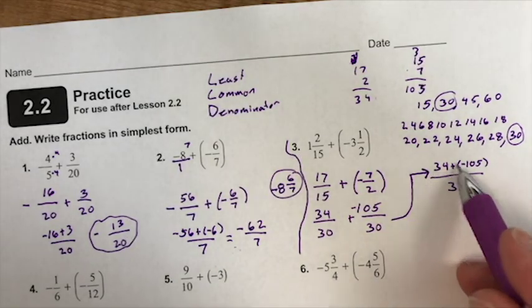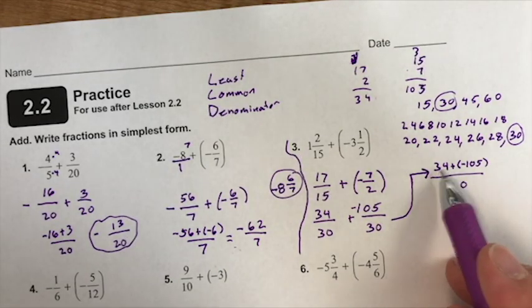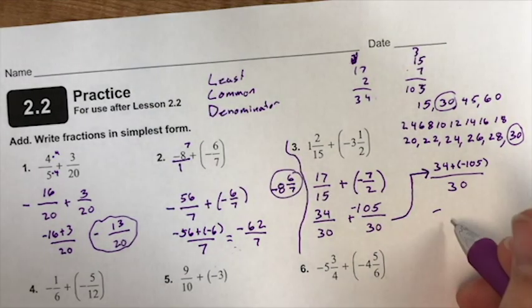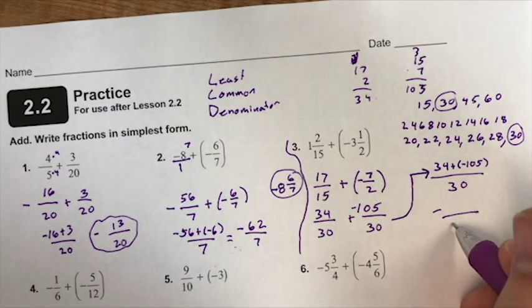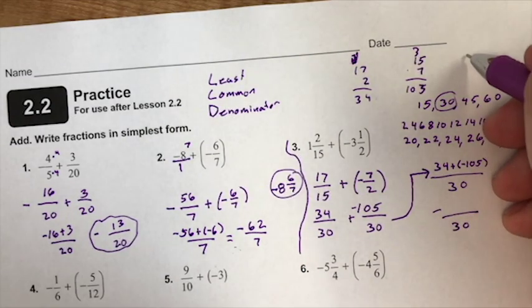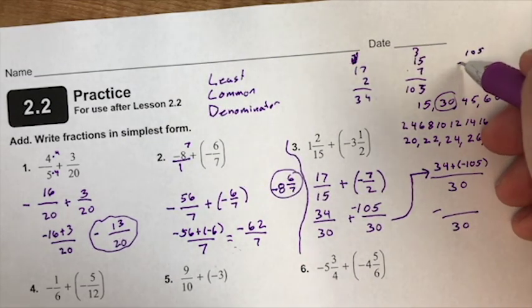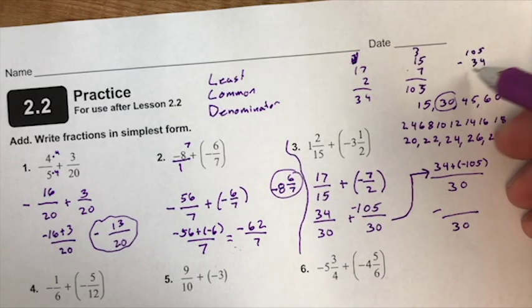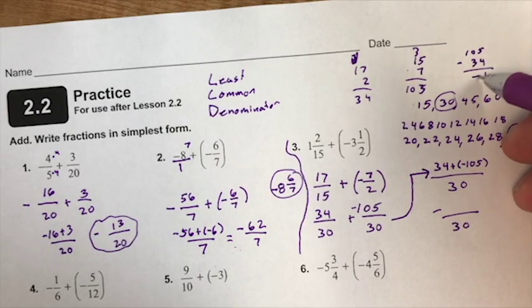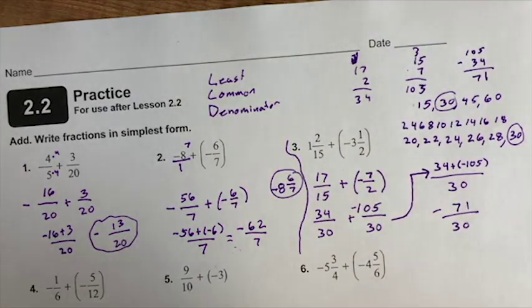Well, I've got to do some scrap work. I know from looking at this, this has a higher absolute value. So my answer is going to be a negative something over 30. Now it's just a matter of subtracting. So again, I've got to do some scrap work over on the side. 105 minus 34. Well, this right here would be 1, and this right here would be 7. So it would be -71 over 30.